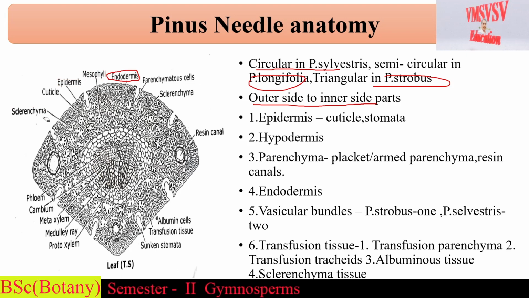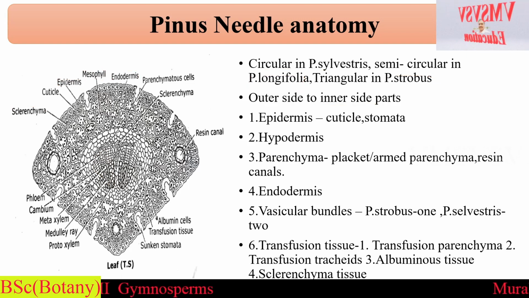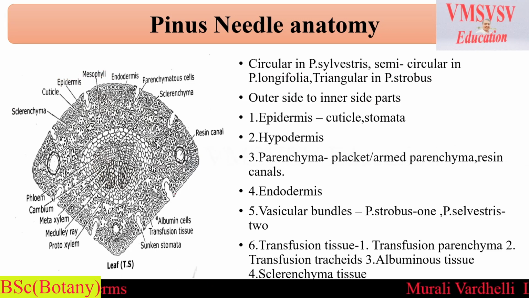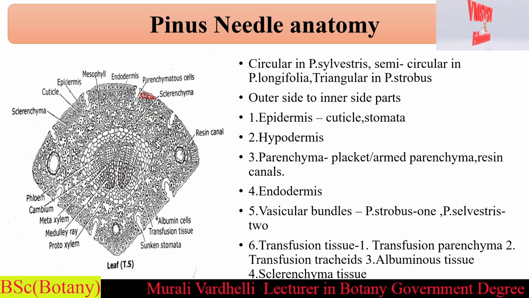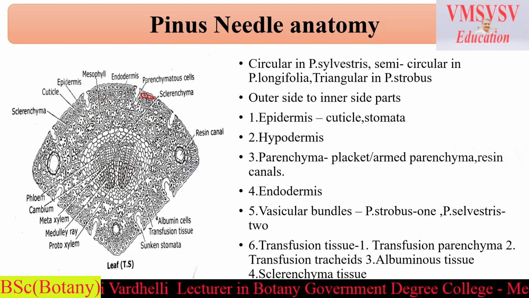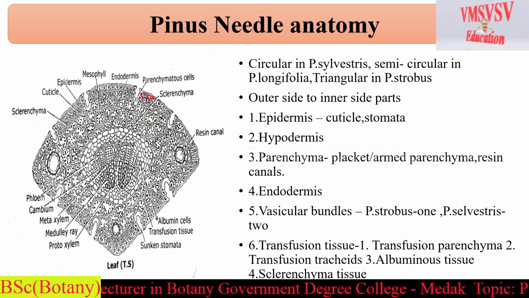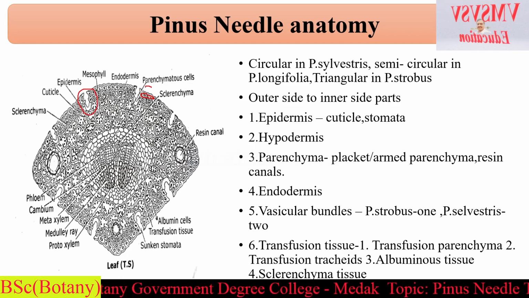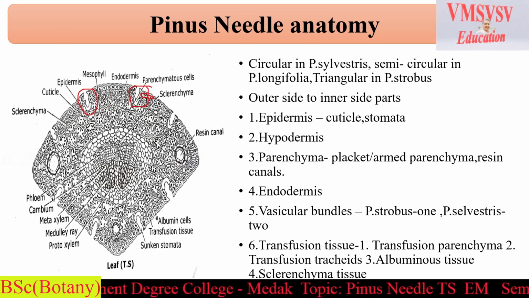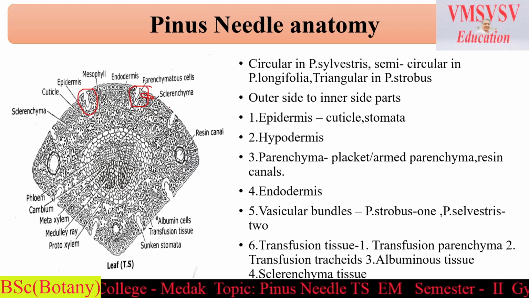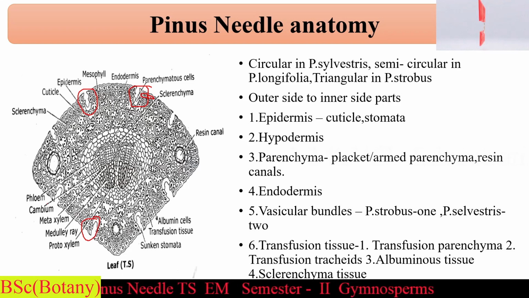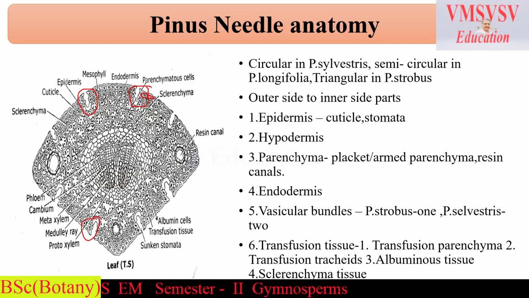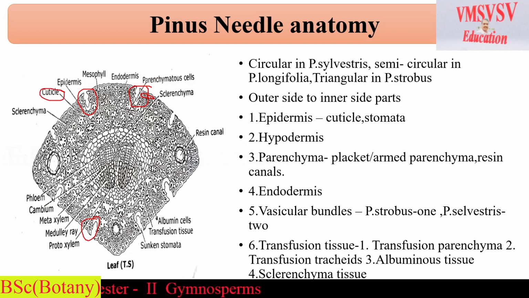Okay, next. First one is the epidermis. What is epidermis? This one is the epidermis. It is the outermost single cell layer. Cells are without intercellular spaces. Here and there some stomata are also present in the epidermis. These are sunken stomata, haplocheilic type of stomata, present in this epidermis, and the epidermis is also covered with a thick cuticle.